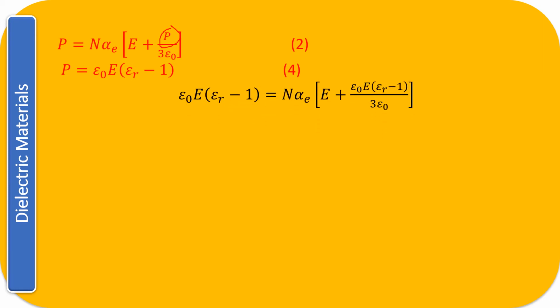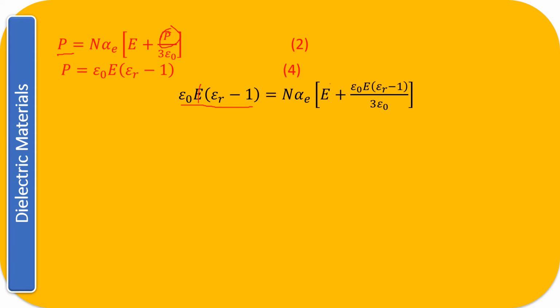So what we are getting is, now the value of P, as you can see, is equal to epsilon naught E (epsilon r minus 1). So the value of P I have substituted over here, and again I have substituted it over here also. So in both places I have just substituted the value of P. Now as you can see, you have your electric field E here, and here also you have the electric field E. So I am going to take electric field E common.